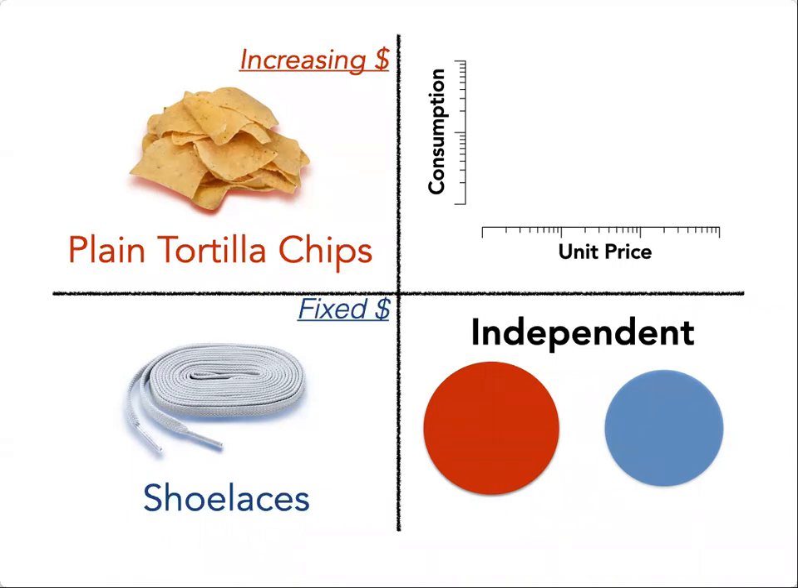And so unless you do a cross-price elasticity analysis to look at this, you don't know that, and you're just making assumptions. So in this sort of case, demand for the shoelaces stays fixed. And it doesn't matter what happens with your demand for tortilla chips, it's never going to change your demand for shoelaces. And so this would inform us that these are independent of one another.